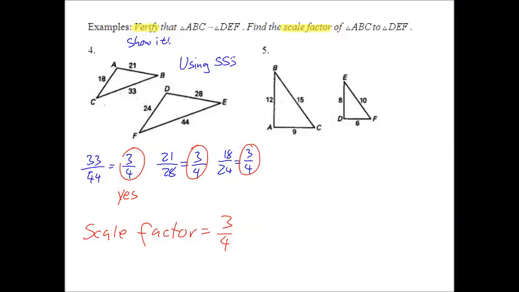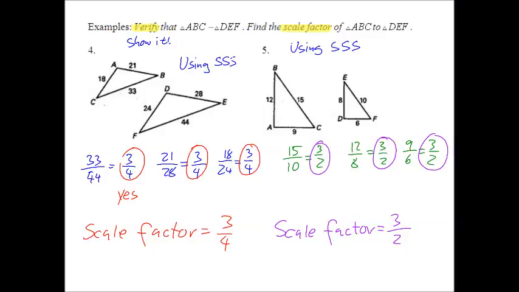So why don't you go ahead and stop the video here, and using our side-side-side similarity theorem, verify that triangle ABC and DEF are indeed similar here too, and find the corresponding scale factor. Hopefully you came up with the same results. Taking the ratios of the largest two sides, the middle two sides, and the shortest two sides, you get a ratio of 3/2 each time, and that is also our scale factor.